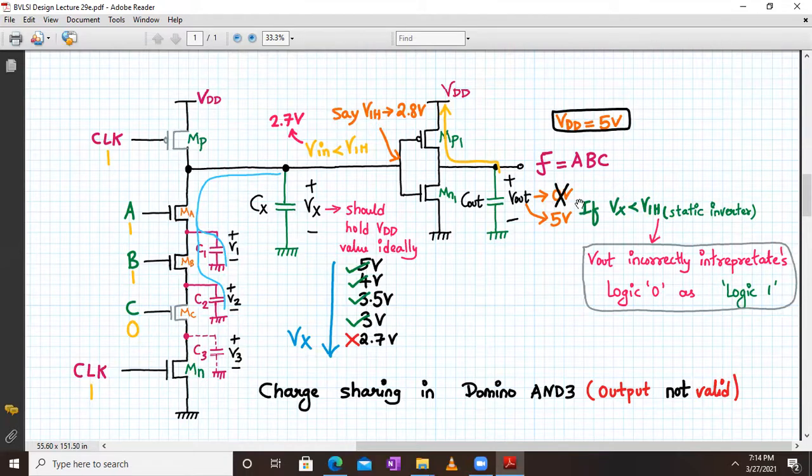The Vout should be 0, and it is incorrectly interpreting the logic 1 as logic 0, which is the logical error. So this is the problem of charge sharing in the domino AND gate, wherein the outputs are not valid in this case. If the internal node voltage Vx drops below the VIH of the inverter, then my output will be incorrectly interpreted as another logic.